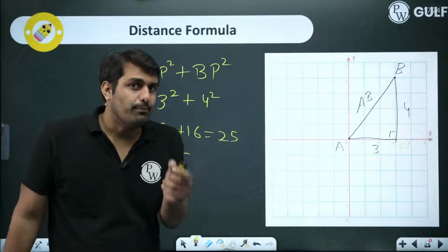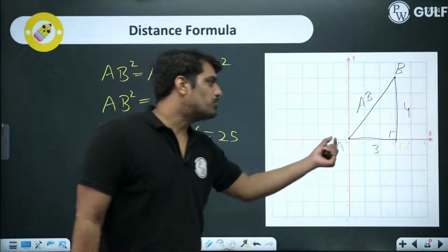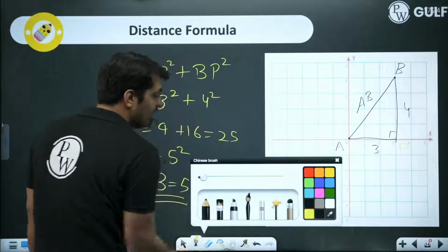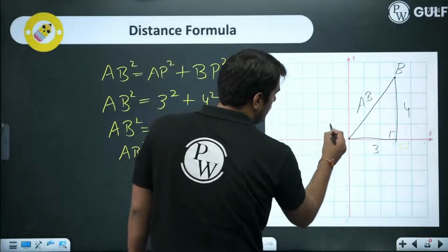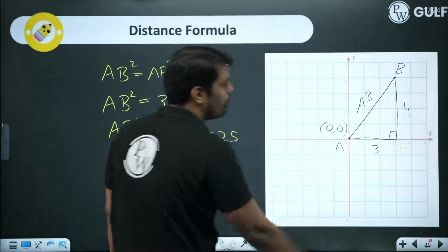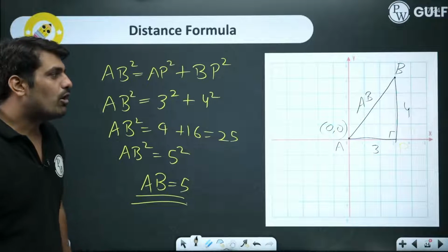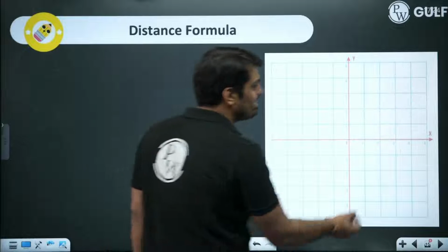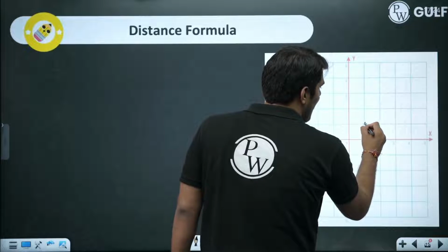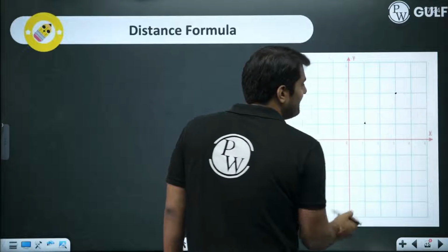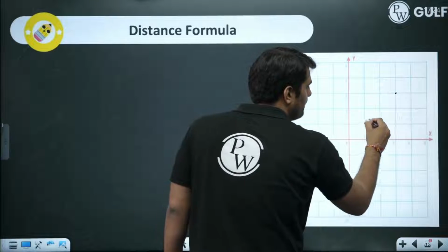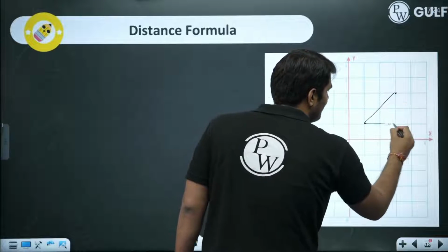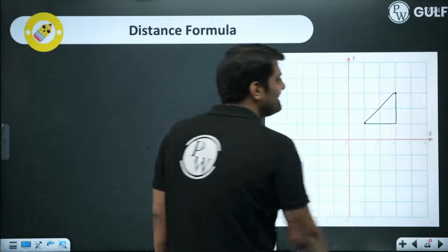But the best thing over here was that this point A had the coordinate 0, 0, and that saved a lot of effort. Why, sir? That saved a lot of effort because in case the point would have been over here and the other point over here, then to form a right angle triangle like this, the distance would have been different.